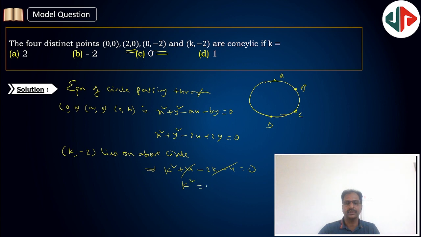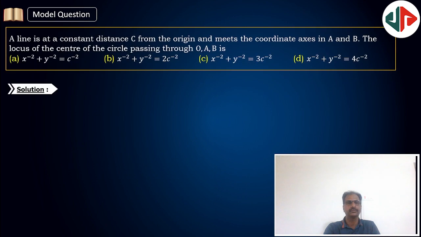So k square is equal to 2k, k is equal to 2. Of course, you get k is equal to 0 also, but if k is 0, the point 0 comma minus 2 is same as the third point. But all the points are distinct points. So k should not be 0. Therefore, k is equal to 2, option A. Next.